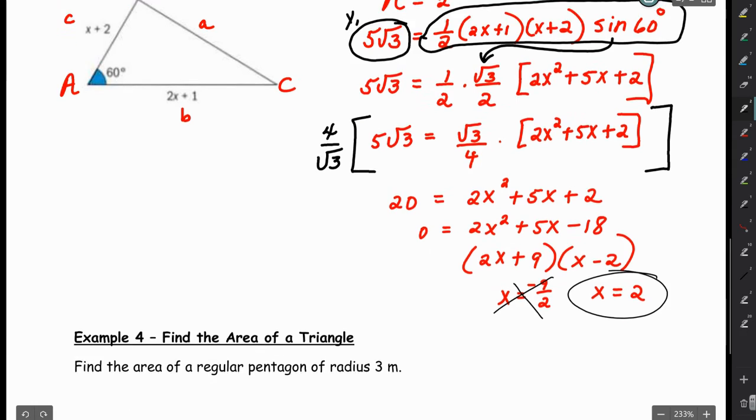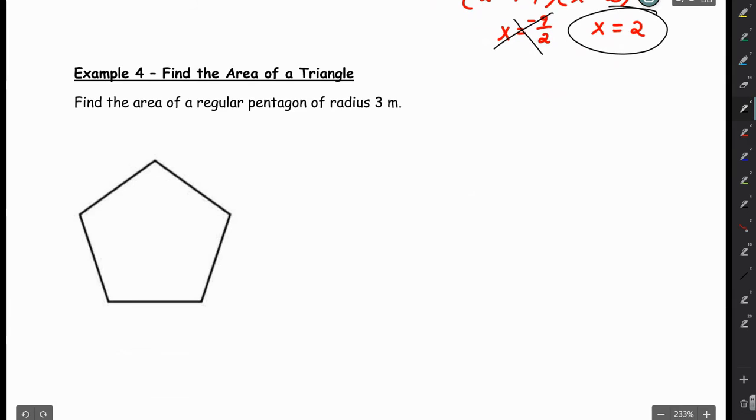All right, moving on to example 4. Find the area of a regular pentagon of radius 3. And we're going to use this formula again for the area of a triangle that we've been looking at. I'm just going to mark up my pentagon. I'm going to mark my center, and I'm going to draw all the radii. And it's telling me that the radius is 3. So all these are going to be marked up as 3.